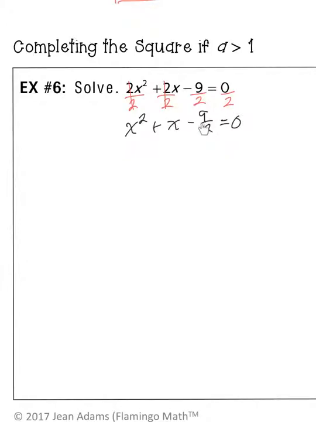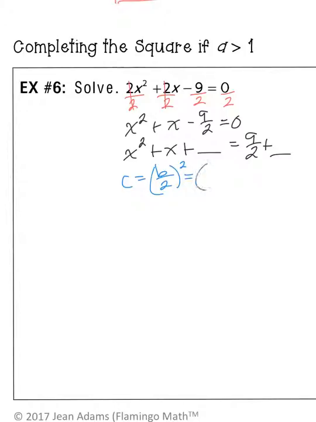Well, this clearly is not a perfect square, so we need to move it to the right. We're going to add it to move it to the right, and we're going to put in our plus blanks. So x squared plus x plus blank is equal to 9 over 2 plus blank. Now we're going to create our c. C is equal to b over 2 squared. Our b, the coefficient of the x term, is 1. So 1 squared is 1, 2 squared is 4. So we're putting a 1/4 on each blank.